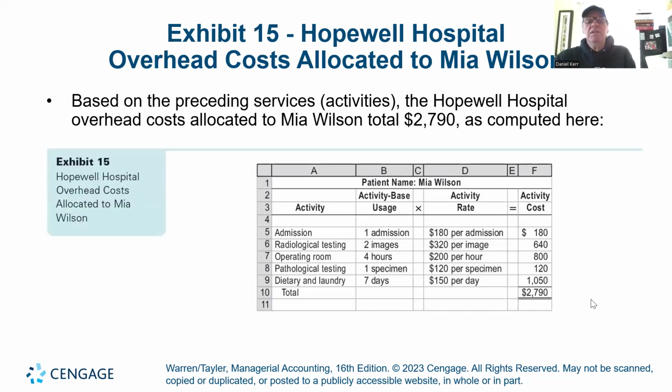What you can see here in the case of this particular patient, Mia Wilson, who I don't think was the one lying in the hospital bed: one admission times $180, two X-rays or radiological tests, 2 images times $320, and 4 hours in the operating room, which must have been a pretty big operation, so that was $800. One pathological test, so 1 times $120, and she was in the hospital for 7 days. That's how you get the allocation of $2,790 of overhead towards her.